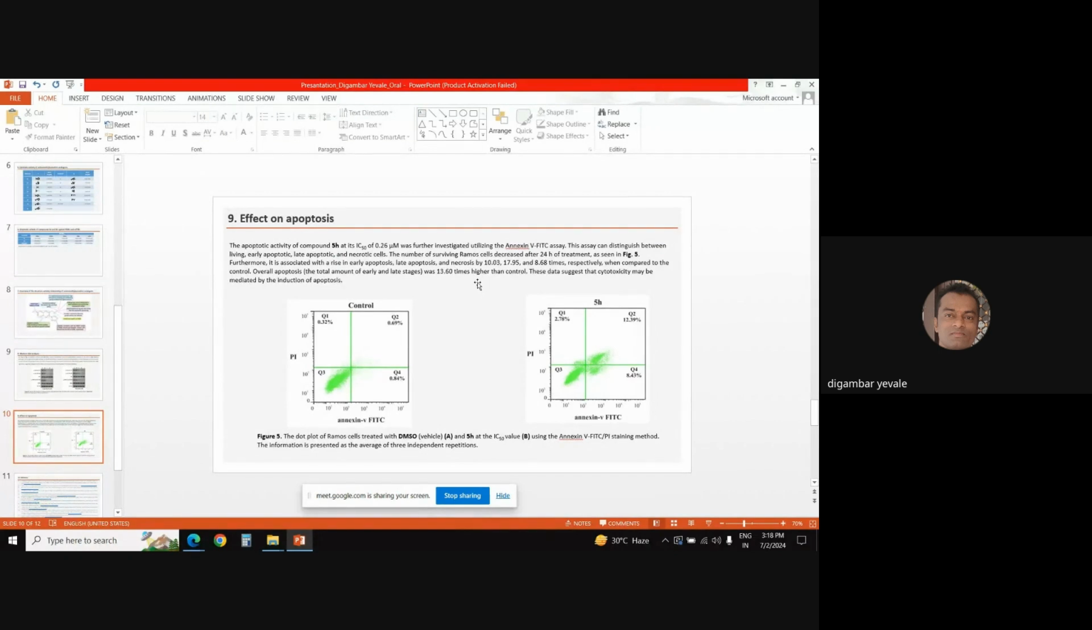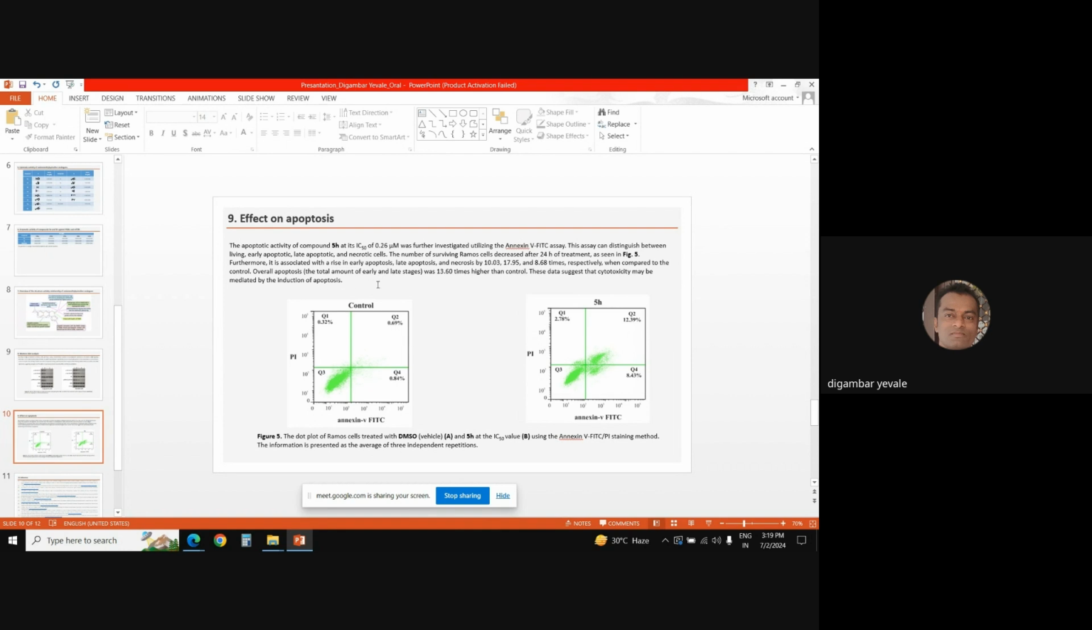For further confirmation, we did the apoptosis analysis of our compound, and here we can see the apoptosis activity of compound 5H is 0.26, which was further investigated using the Annexin V FITC assay. In this assay, we can see how many living cells are present after treating with the compound, what is the early stage apoptosis and late stage apoptosis, and how many necrotic cells are present. Based on this result, we can easily conclude the results for our compound.